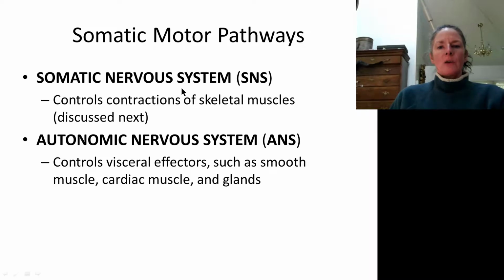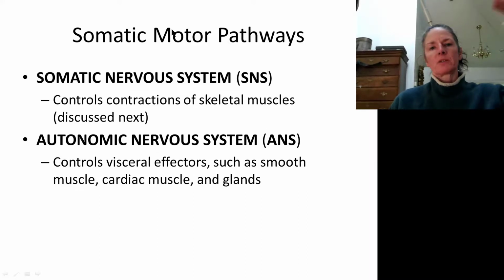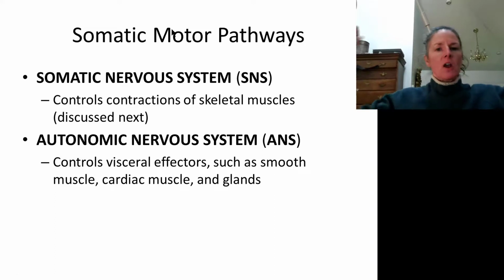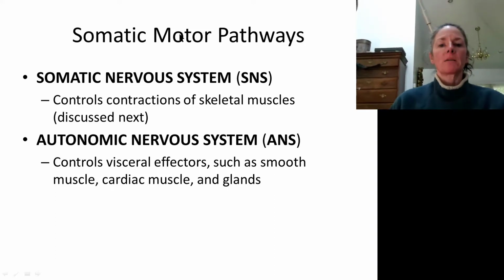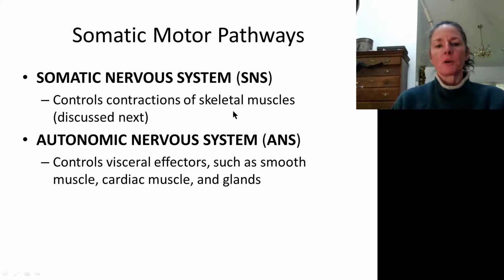All right, so now we have talked about the sensory pathways. Now let's talk a little bit about the motor pathways. So we're going to segue out of our sensation here, and we're going to talk about the somatic motor system, or the somatic nervous system that controls our skeletal muscles. We've talked about that before.